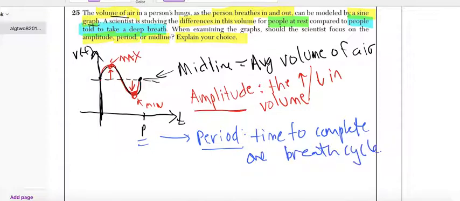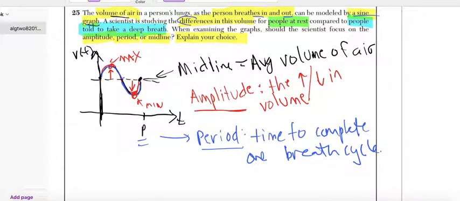Okay, so let's go ahead and read the question again. The volume of air can be modeled by a sine graph, and now we understand why, because of the repetitive, cyclical nature of breathing, right? As volume goes up, then it comes down as you exhale, and then it comes back up. So the volume of air in a person's lungs as they breathe in, it increases, and out, it decreases, can be modeled by a sine graph. And now we understand why.